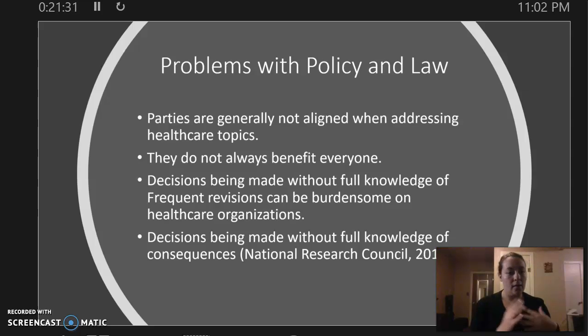Whenever a new administration comes in, these are constantly being revised. With the frequent revision of all of these, it can be very burdensome on healthcare organizations. According to the National Research Council in 2011, they stated, "As a society, we routinely make decisions and implement a variety of policies and programs and strategies without knowledge of their health implications." This is a big problem because for Americans to make decisions regarding human life, they should have all of the information available to make the most informed decision.